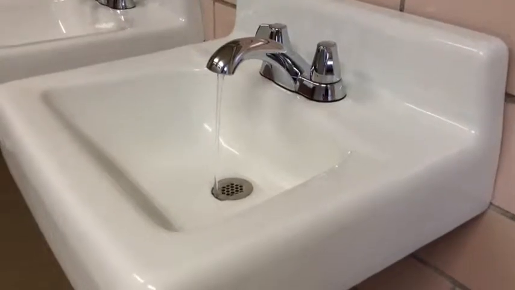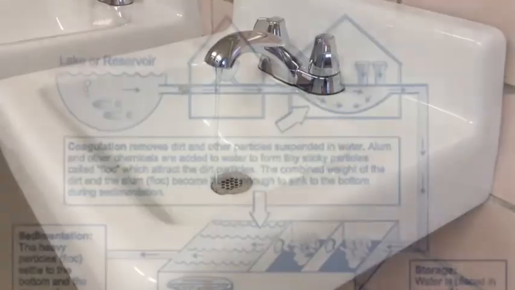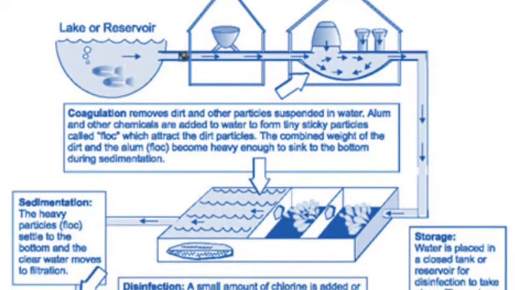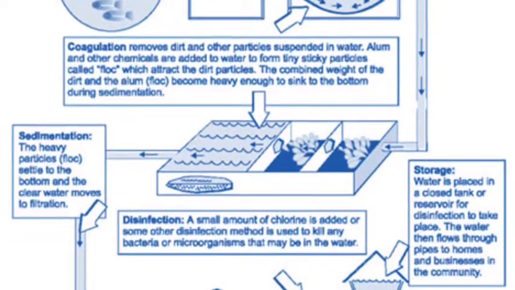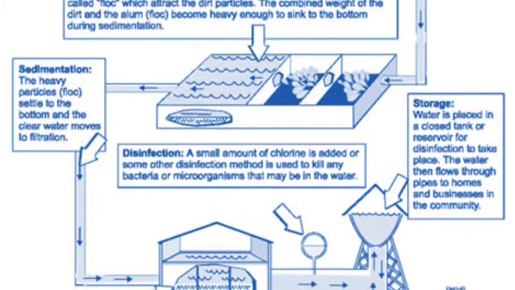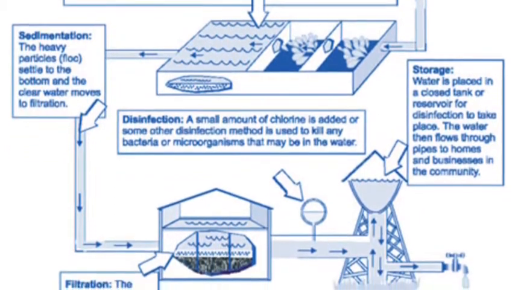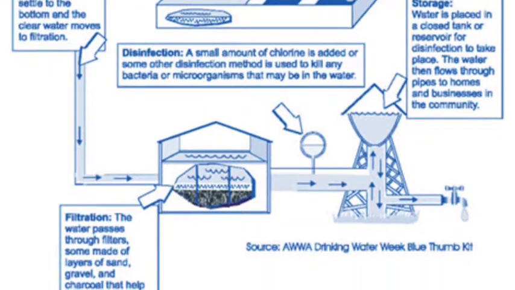How does this water get here? Is it safe, clean drinking water? Let's go find out. This is a diagram of a typical water treatment plant. The water starts at the source and then moves through various stages and rooms through coagulation, sedimentation, filtration, and disinfection. Then it is placed in storage until it's finally sent to different locations.